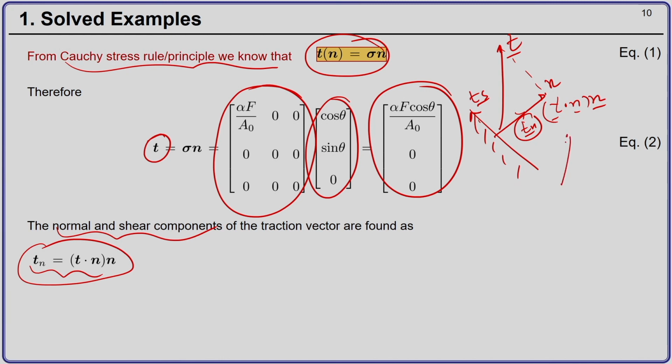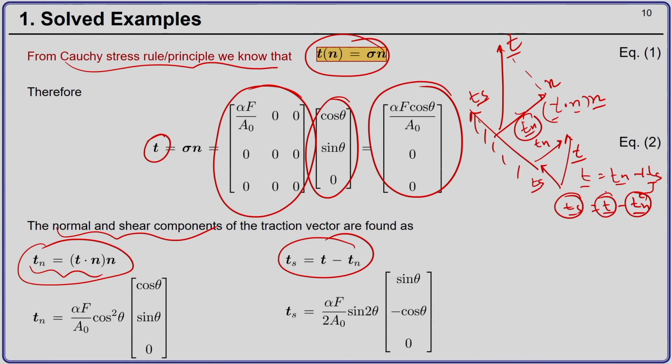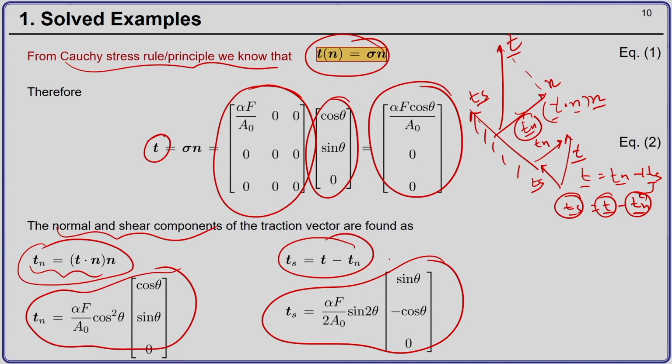Okay. So, now this is shear, this is normal and this is t. So, using the triangle law I know that t is T_n plus T_s. Okay. So, T_s here will be T minus T_n. Okay. So, the shear traction is the total traction minus the normal traction. Okay. So, if I do this, I can find the normal traction by this expression and the shear traction by the following expression.